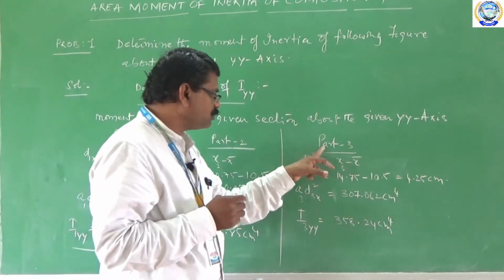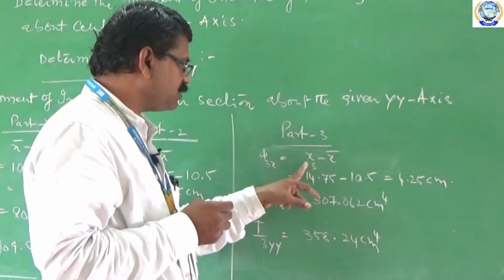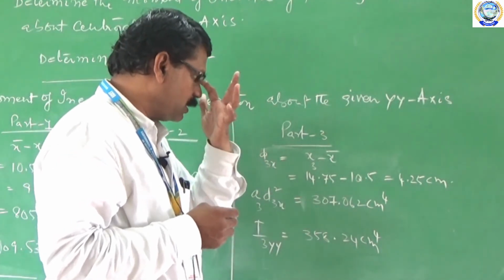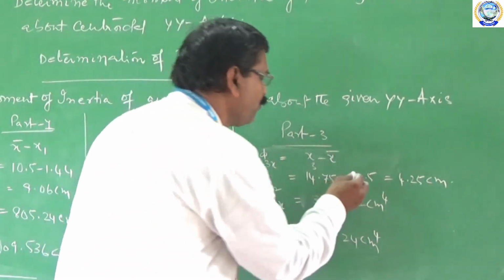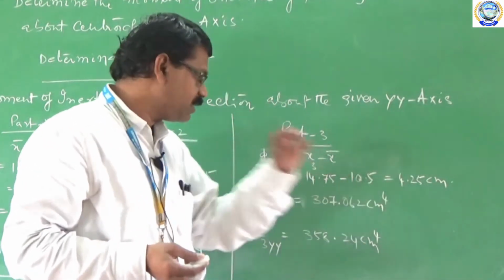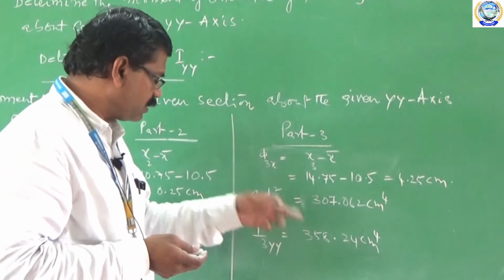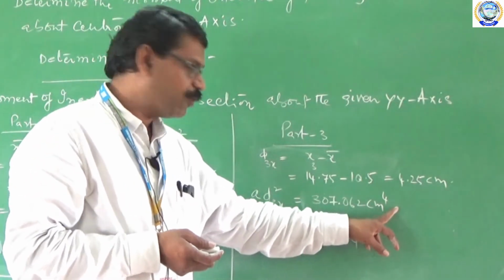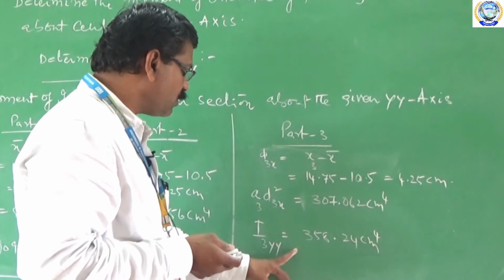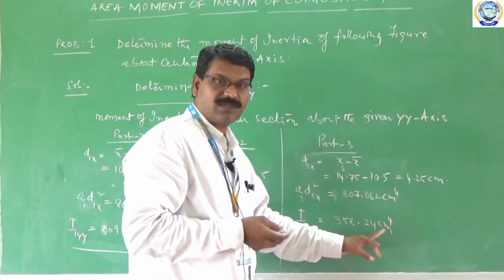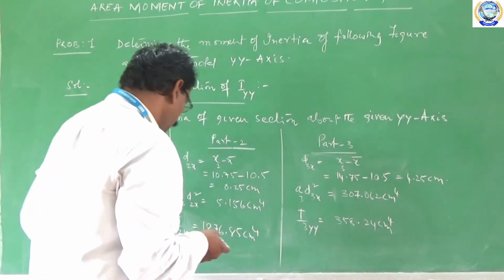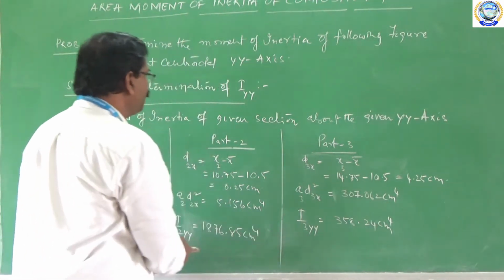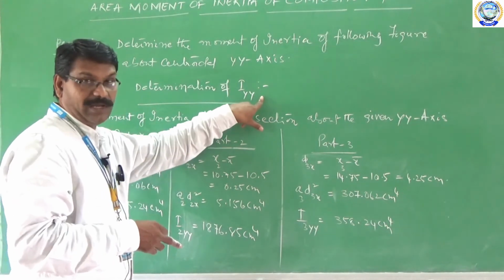Now, coming to part 3, d3x is equal to x3 minus x bar, that is equal to 14.75 minus 10.5, which is equal to 4.25 centimeters, and A3 d3x square is equal to 307.062 centimeter to the power of 4. Therefore, I3 double y is equal to 358.24 centimeter to the power of 4. Now, utilizing I1 double y, I2 double y, I3 double y, we need to find I double y. Let us see that one.